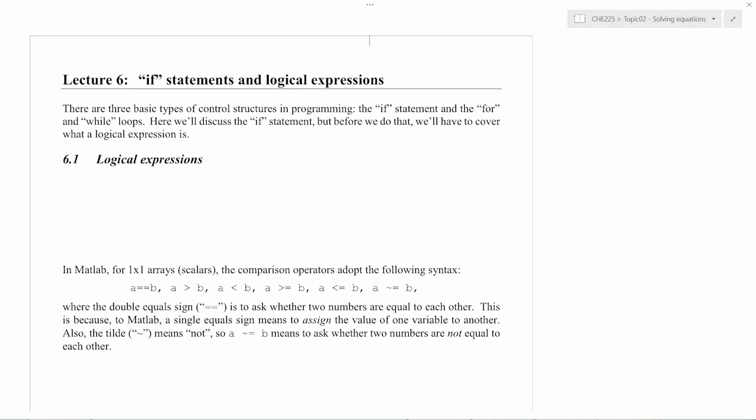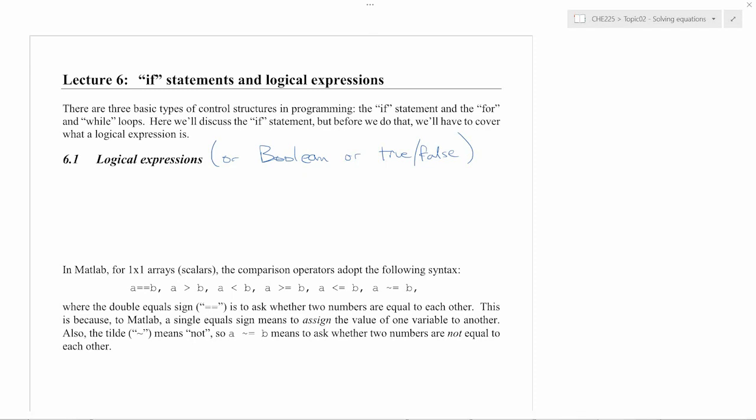But today what we'll talk about is what is an if statement and how do we use it? And what is it good for, right? But before we can talk about if statements, we have to talk about logical expressions. Sometimes they're called Booleans or Boolean true-false expressions. So these are expressions whose answer is either true or false.